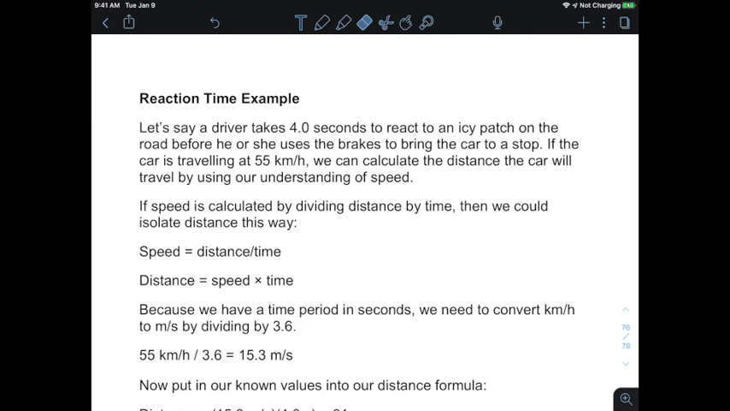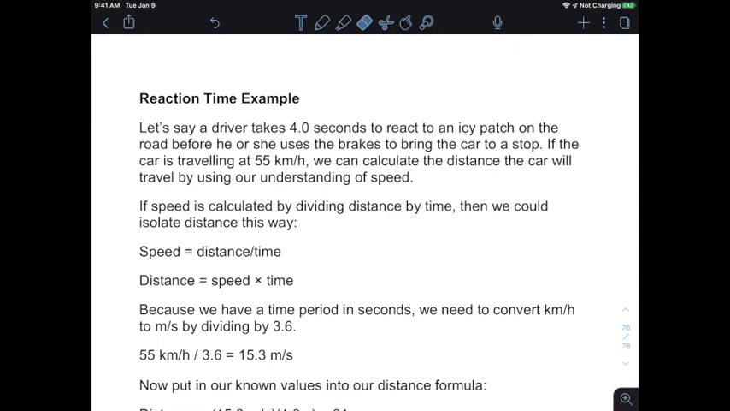Let's say a driver takes 4 seconds to react to an icy patch on the road before he or she uses the brake to bring the car to a stop. If the car is traveling at 55 kilometers per hour, we can calculate the distance the car will travel by using our understanding of speed. If the speed is calculated by dividing distance by time, then we can isolate the distance this way. Speed is equal to distance divided by time, so the distance is equal to speed times time.